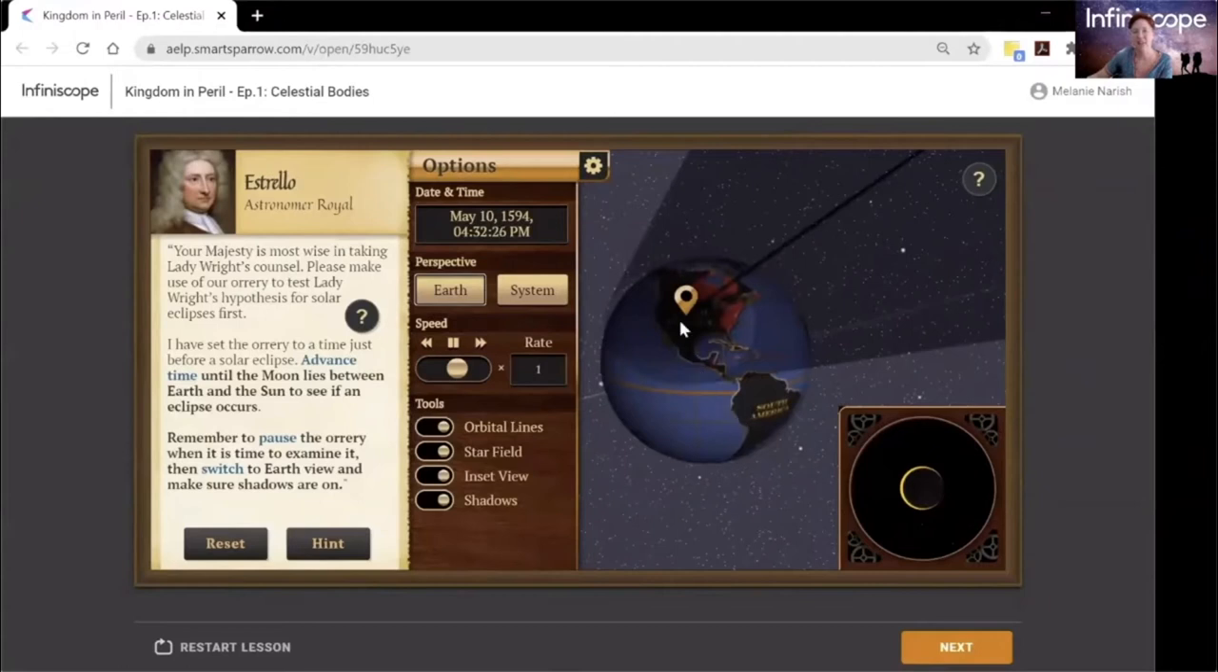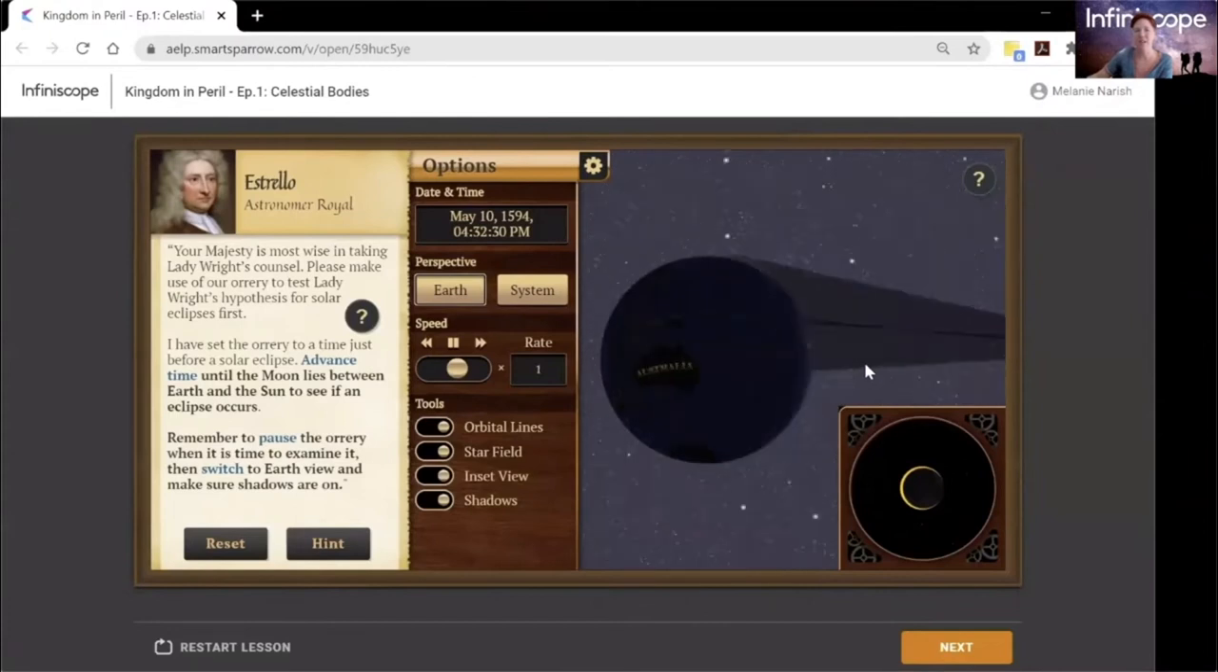And then if I was in North America, I would see this. So the sun is now blocked by the moon. And you can take a look and see how the moon and the sun are all in alignment there.